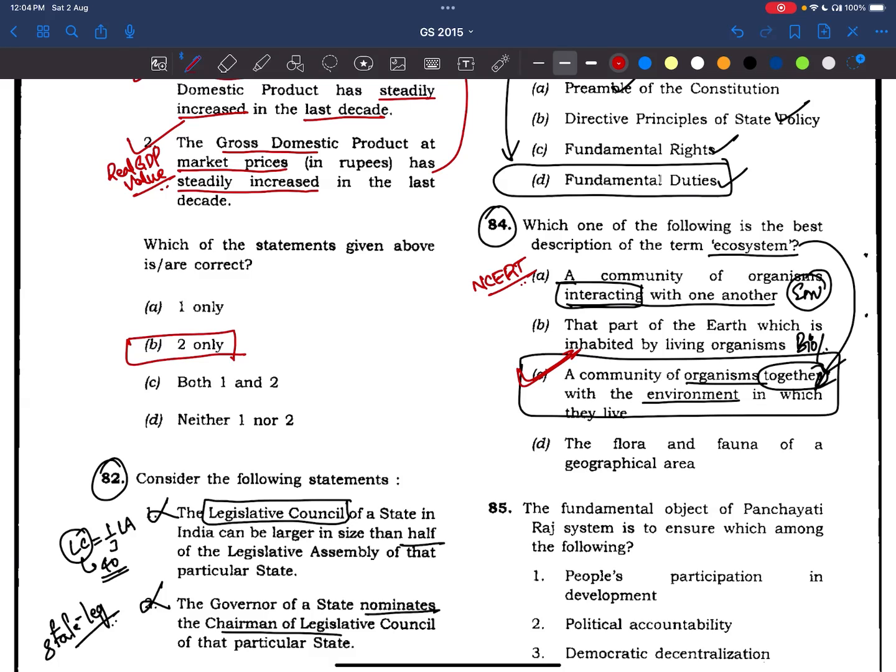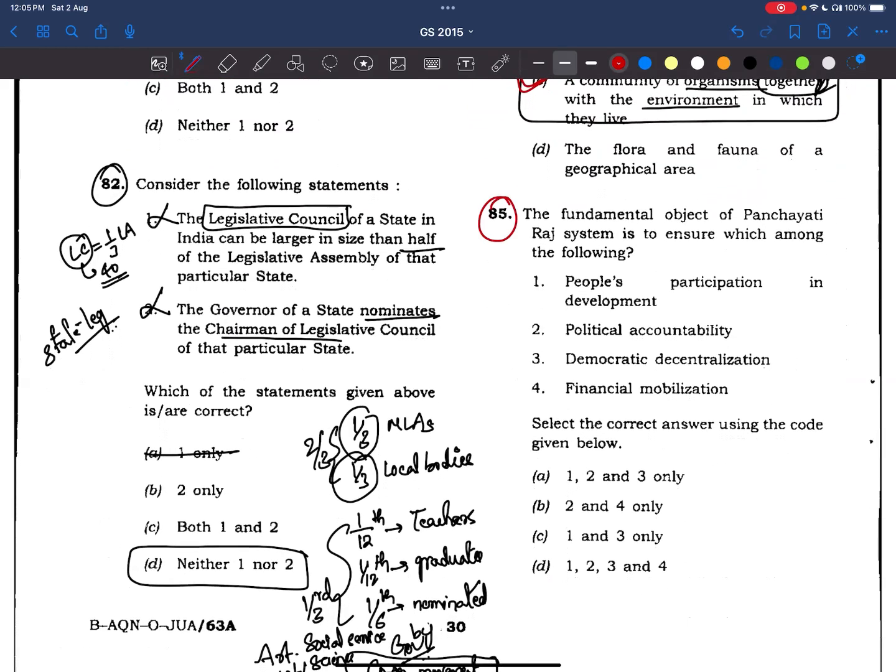See here, we need to read NCERTs related to environment, and of course these basics are there in Shankar IAS and PMFIAS as well. So we need to revise all those things. I have made some notes of basics of environment. I'll share it in the Telegram. It is already there, I'll repost it again. Now, coming to the 85th question.